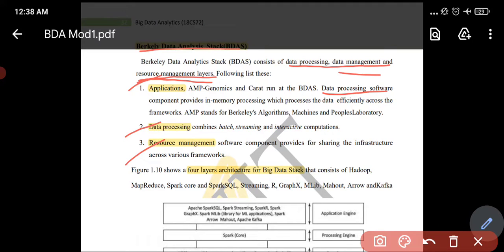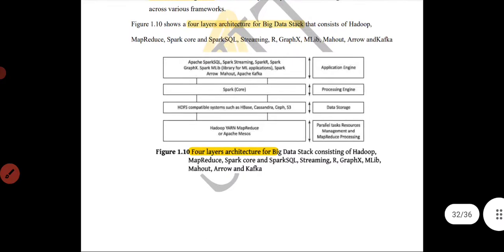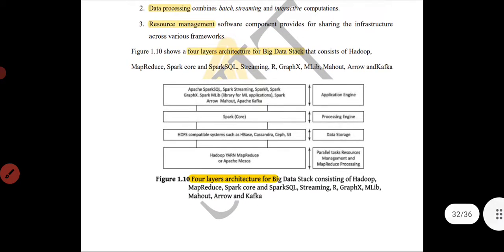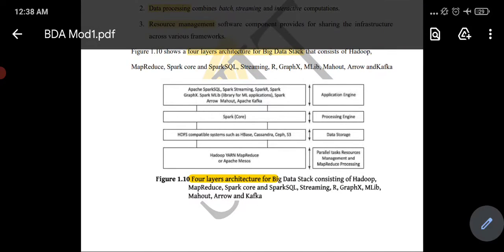The data processing software component provides in-memory processing, and data processing combines batch, streaming and interactive. The resource management component provides sharing and infrastructure. So that is nothing but the properties of BDAS. The four-layer architecture of BDAS, that is the Berkeley Data Analytics Stack, is given here, and it consists of Hadoop.